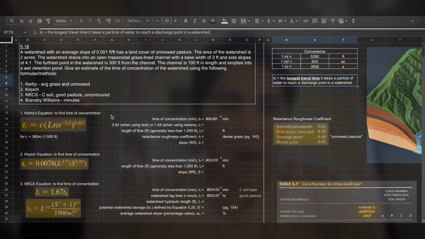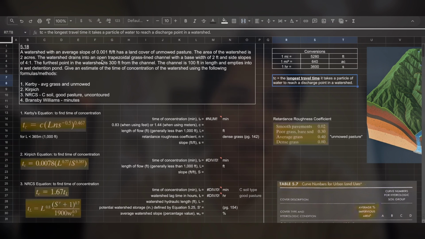So let's start with solving some problems. We have two problems, but every problem has a lot of different parts. It's not complicated. It's mostly just understanding what we are given and applying it to different equations. So let's start with 5.18. It says a watershed with an average slope of 0.001 feet per foot has a land cover of unmowed pasture. The area of the watershed is 2 acres.